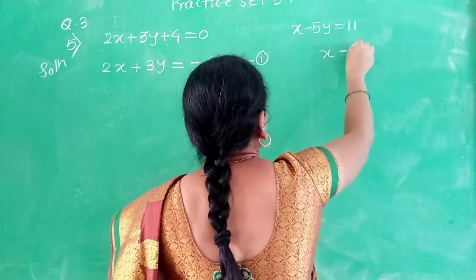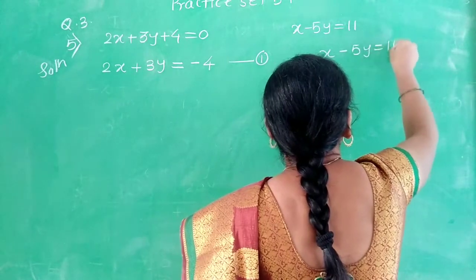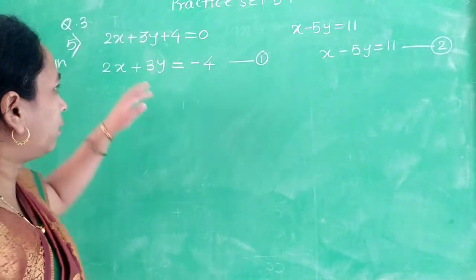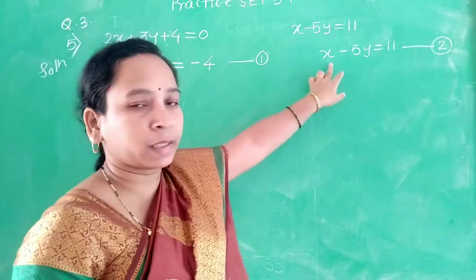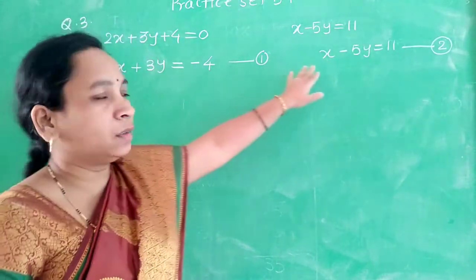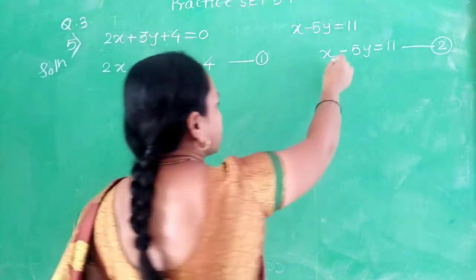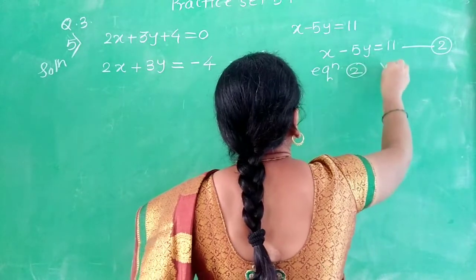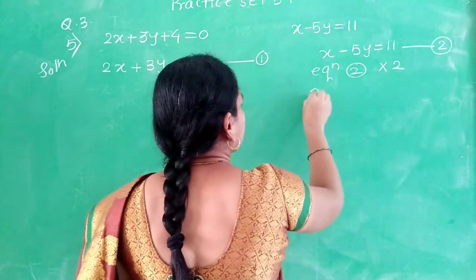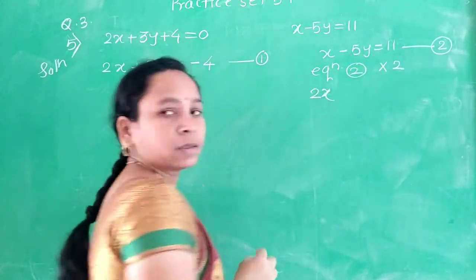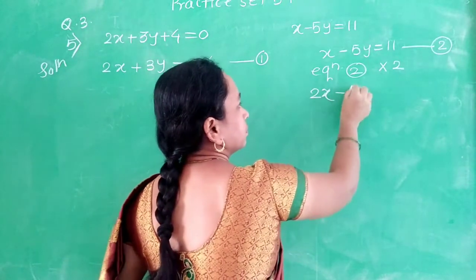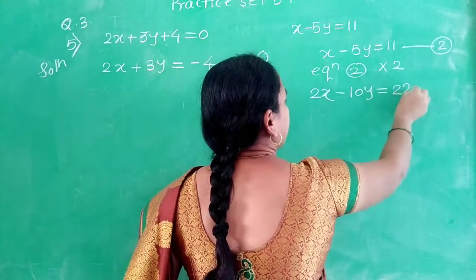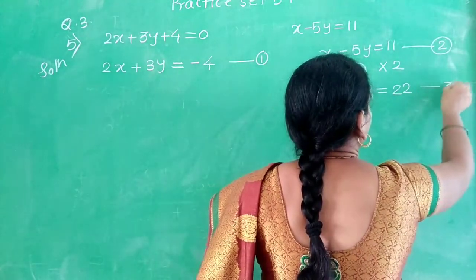So x minus 5y is equal to 11, and this is equation 2. Here I will equalize the coefficient of x. So to equalize it, I will multiply equation 2 by 2. So 2x minus 10y, 2 elevens are 22, and this is equation number 2.